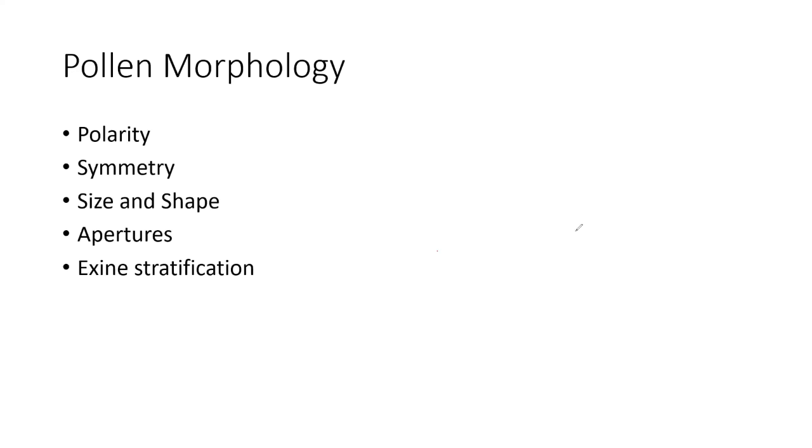So in pollen morphology, the last aspect is exine stratification. We have already mentioned that the outer wall of pollen or any spore, the spore wall or sporoderm, is composed of two different layers. What are those two different layers? The outer one is called exine and the inner one is called intine. Exine and intine, these are two different coverings of a pollen wall.